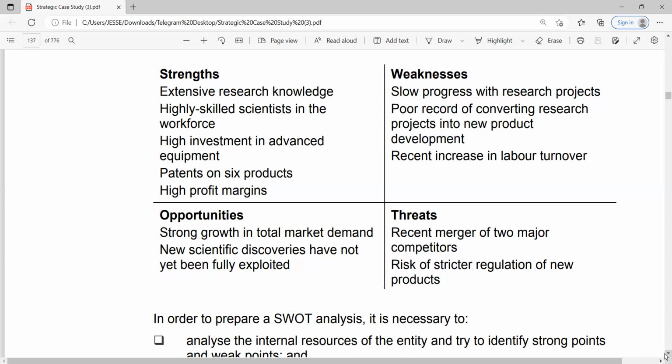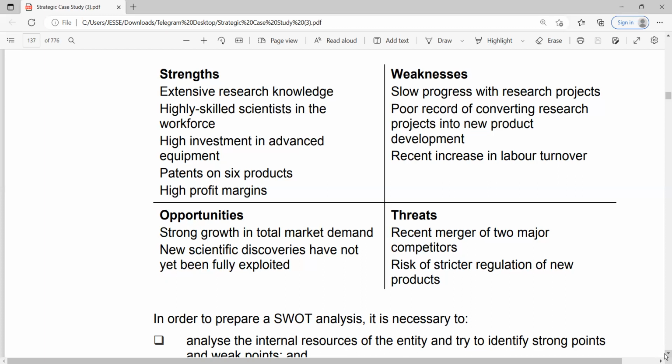Weaknesses could basically be the opposite of strengths. So high labor turnover, right? People leaving the organization very quickly, poor record of converting research projects into new product development, slow progress with research projects. All these things could be weaknesses.